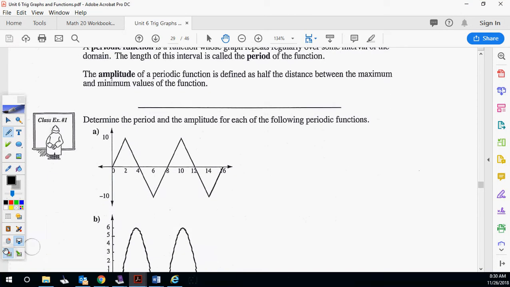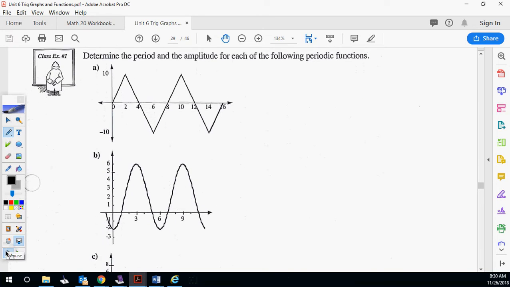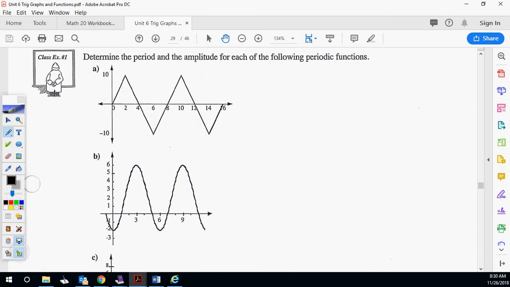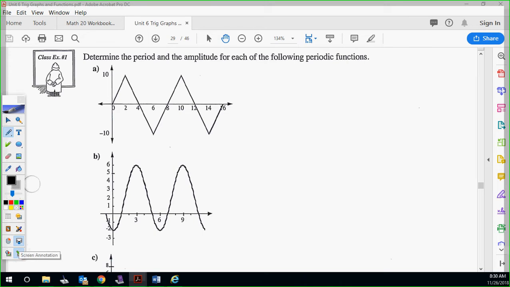So let's look at these here. To determine the period and the amplitude of each of the following functions, when does it start to repeat what it was doing? Okay, when does it start to repeat what it's doing? So we're looking for the period first. So it starts at 0, goes up, down, comes back to 0. So this right here is the period, because it starts the exact same pattern again. So my period for A is 8.